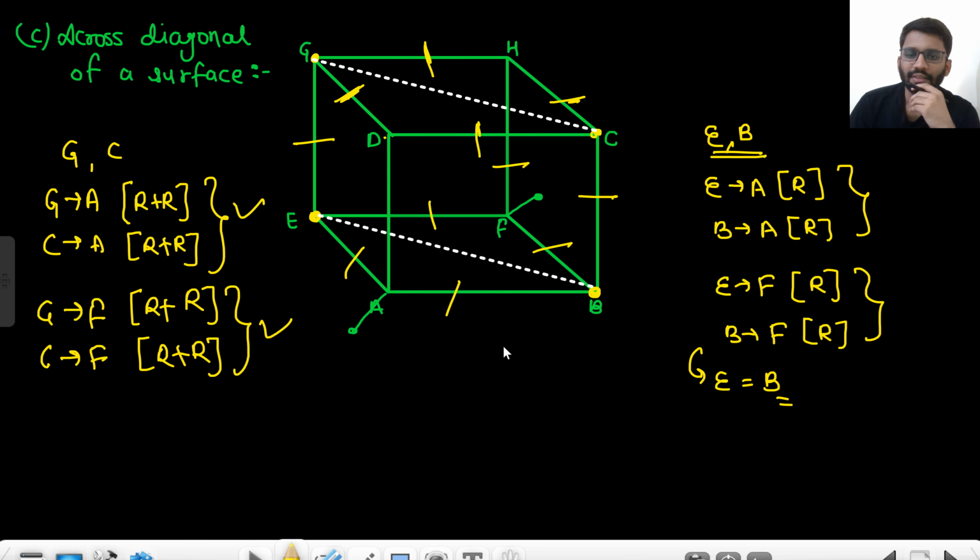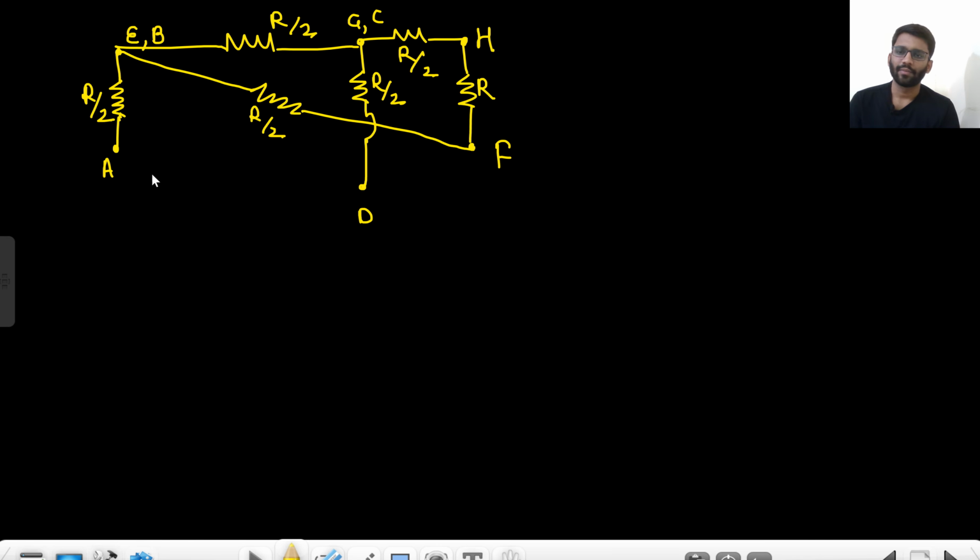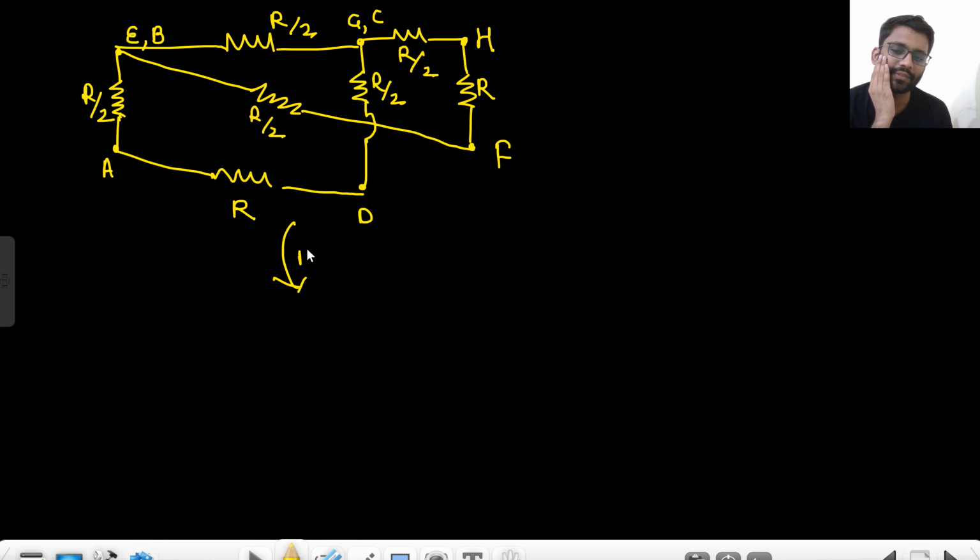Is there anything else I have missed? Between D and A I have a resistance R. It's becoming a complex problem, I guess. Look, this is looking like a very complex circuit. So I guess we can make it better. By this circuit as well you can solve it, but I don't think you can see some symmetry here. So just avoid this kind of lines, try avoiding them as much as you can. Okay, so I will make it like this.